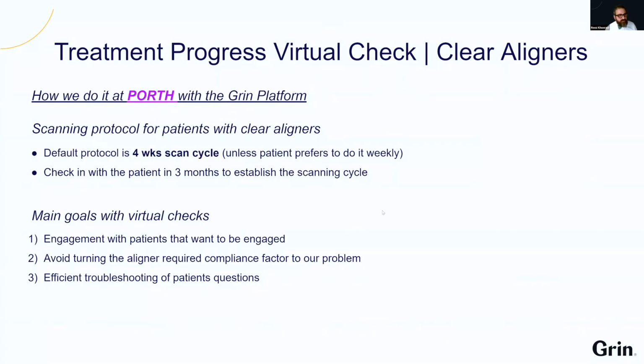So how do I use the clear aligners in my clinic? We use the 4-week cycle for the patients. If they are interested to do weekly, we can suggest them to do it. When they start the treatment, we do a 3-month check where we're like, okay, so you've been scanning for a while. Is this something that you're interested in? Do you want to stay on a 4-week cycle? Do you want to go to a 1-week cycle? We don't change anything majorly, so it's either 1 week or 4 week. But that's the checkpoint to make sure that they're happy with what they're doing, right?